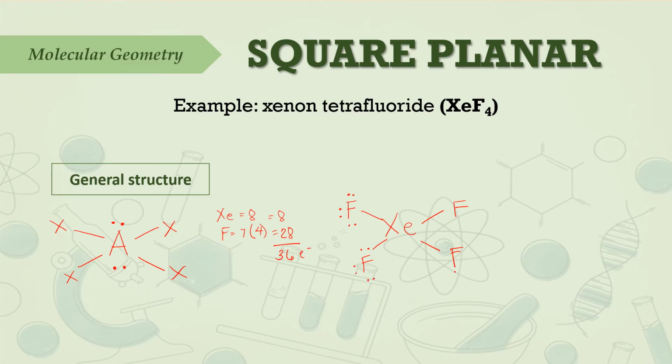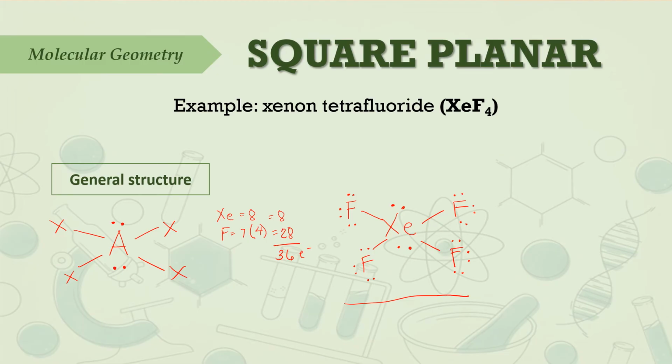And then let's check afterwards if we already put 36 electrons all in all. Okay, so we have here 8, 16, 24, 32. So we need 4 electrons more. The 4 remaining electrons will be drawn on the central atom. So we have 1, 2, 3, 4. So kindly check if there are 36 electrons in this structure already. Since we already have 36 electrons, then the structure is correct.